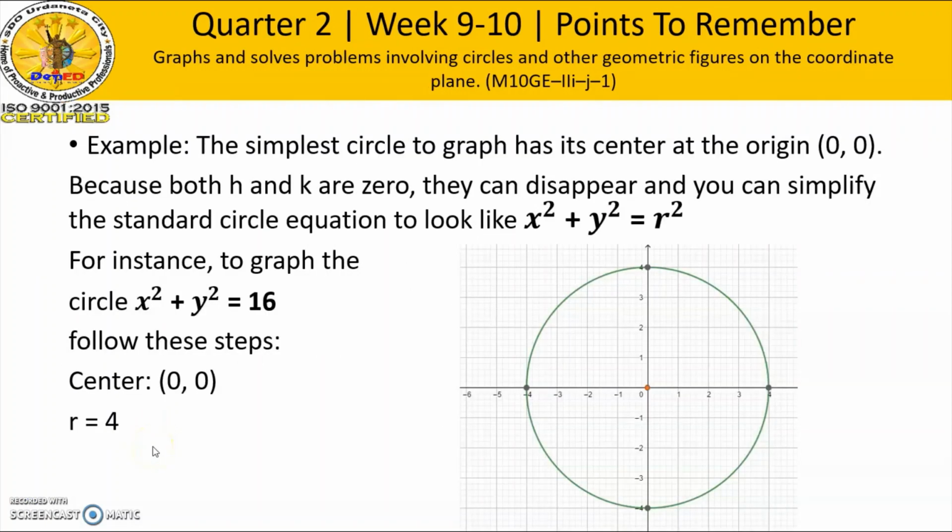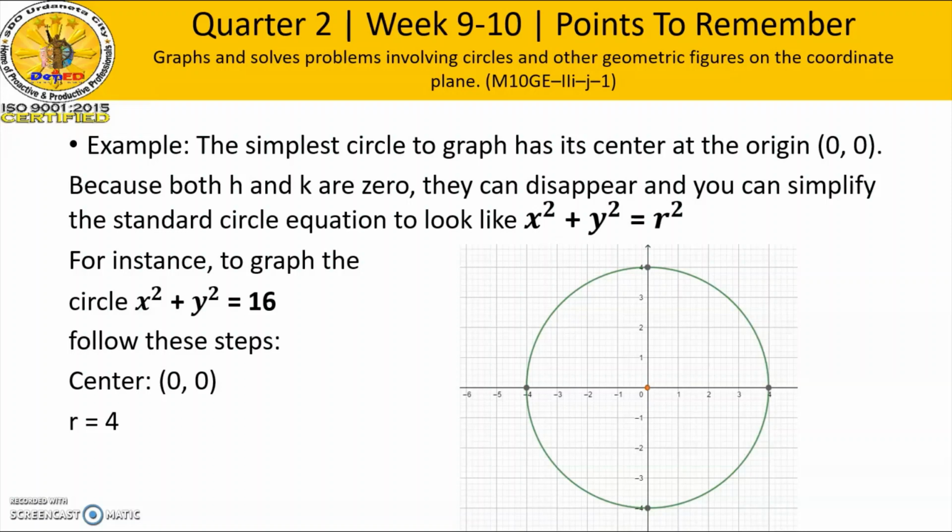The simplest circle to graph has its center at the origin, or point (0, 0). Because both h and k are 0, they can disappear and you can simplify the standard circle equation to look like x squared plus y squared equals r squared.